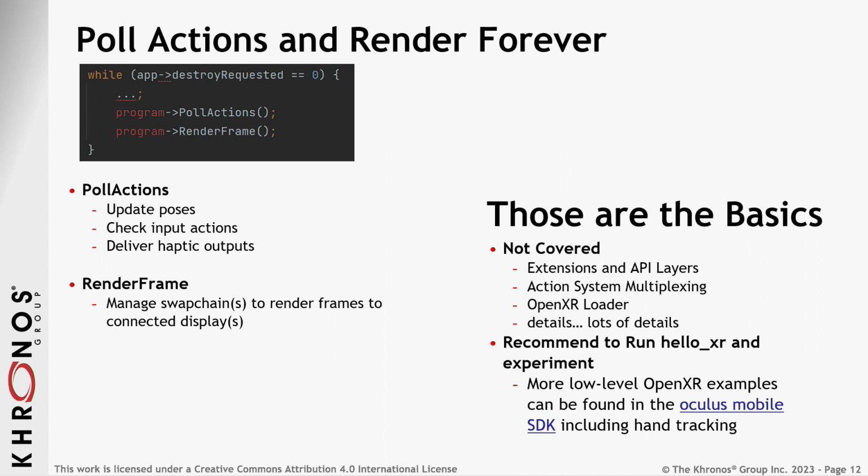And then there's action system multiplexing. So if you read the specification, the action system is, again, this complicated, garbled mess that works good in simple cases, but when you start complicating it and having multiple bindings to the same action, it gets very confusing very quickly. So it's worth reading up on that.